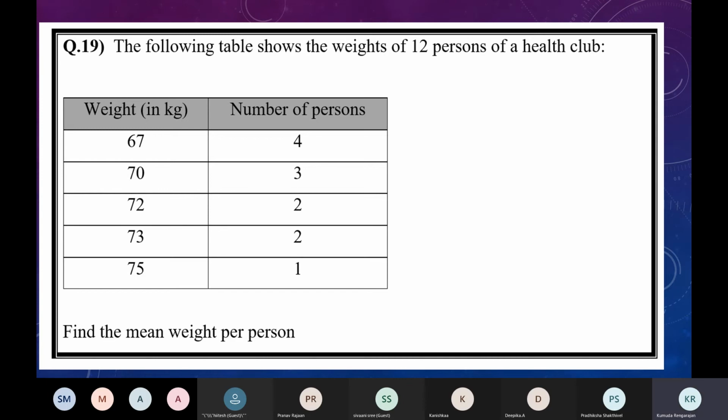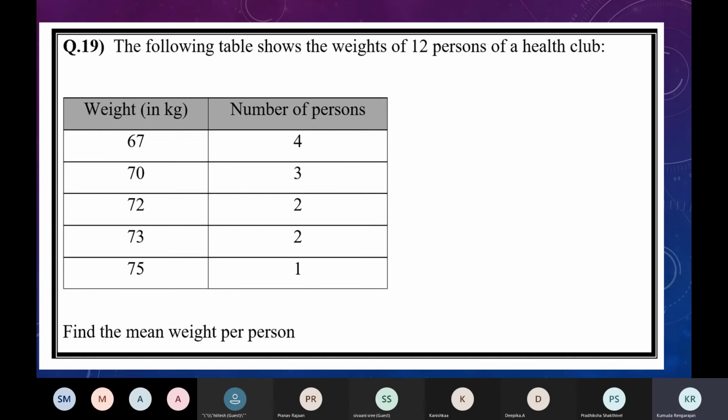An ungrouped frequency distribution is also called a discrete, D-I-S-C-R-E-T-E, discrete frequency distribution. So this table is called a frequency table or a frequency distribution. Since it does not involve class intervals, it is called an ungrouped frequency distribution or a discrete frequency distribution. Now here we have to find the mean weight per person.